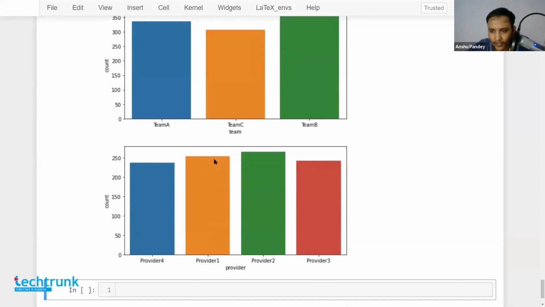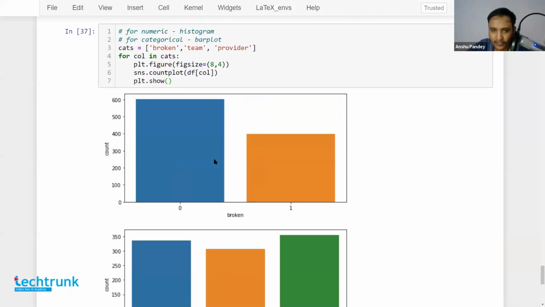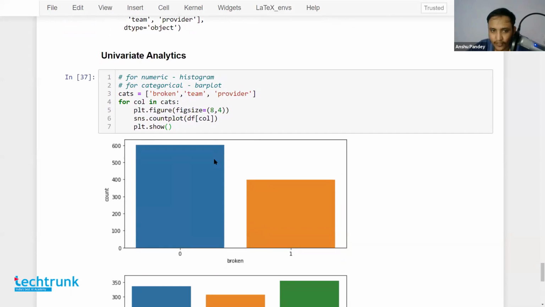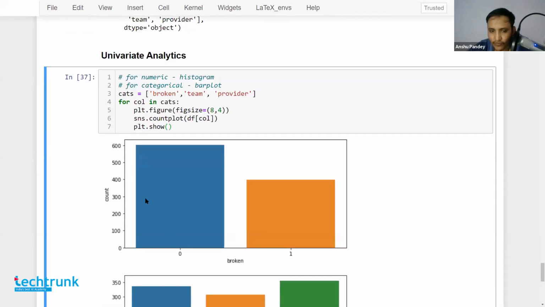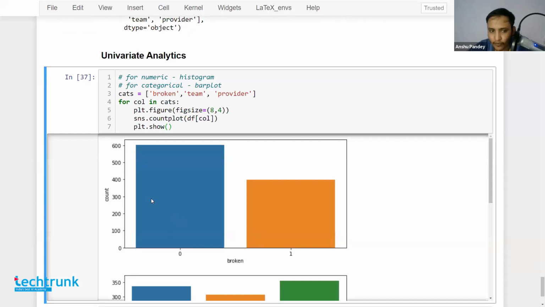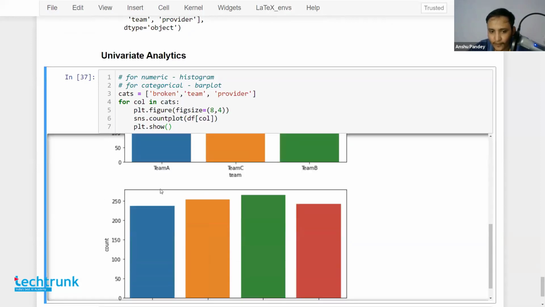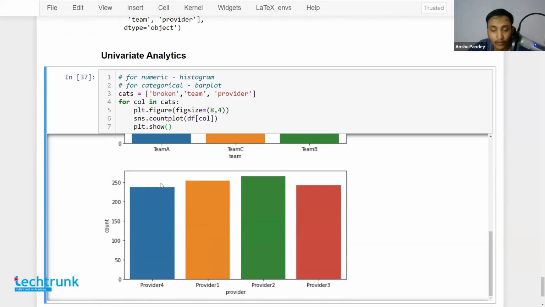Similarly, when you look at provider, this is simply univariate analysis. This is the code that we have done so far. This is simply univariate analysis, where we are analyzing an attribute without looking at its relationship with the target. So we are not looking at the reference with the target.